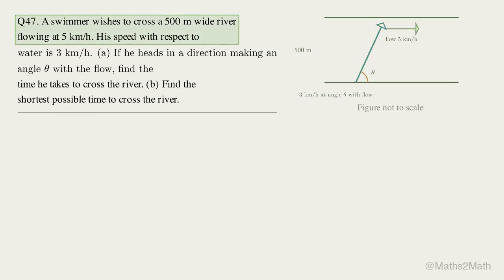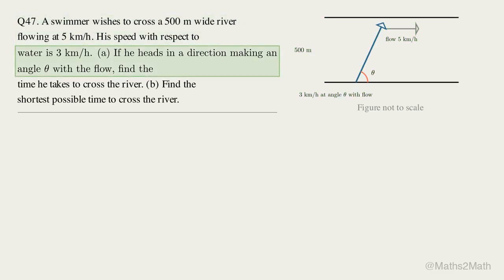Question 47. A 500-meter river flows at 5 kilometers per hour. The swimmer does 3 with respect to water, heading at angle theta with the flow. Find the crossing time and its shortest possible value. What does this mean? Only the component across the river, 3 sine theta, does the crossing.